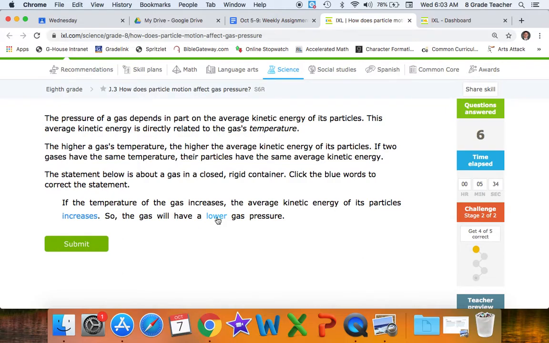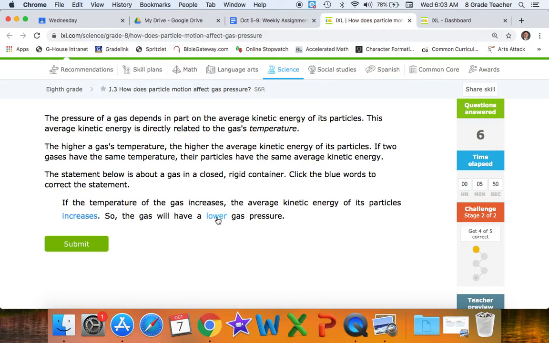The pressure of a gas depends in part on the kinetic energy of its particles. This average kinetic energy is directly related to the gas's temperature. The higher a gas's temperature, the higher the average kinetic energy of its particles. If two gases have the same temperature, their particles have the same average kinetic energy.